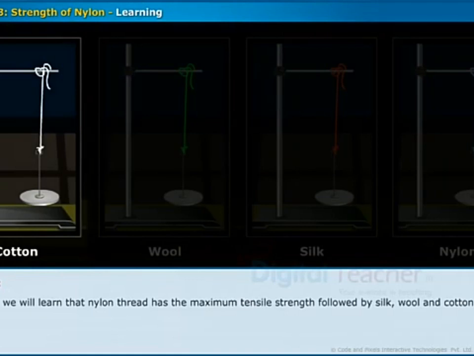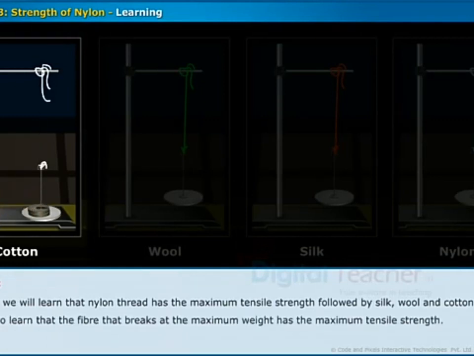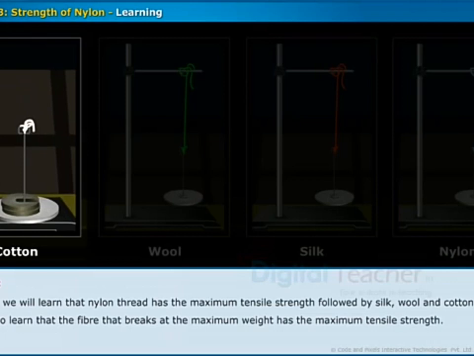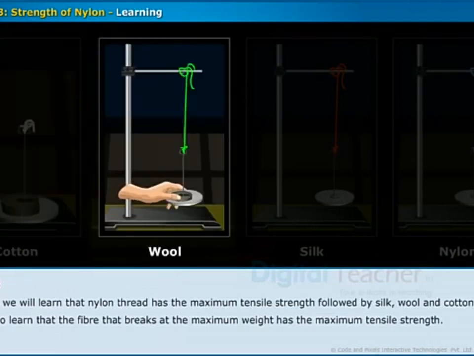Finally, we will learn that nylon thread has the maximum tensile strength, followed by silk, wool and cotton. We also learn that the fiber that breaks at the maximum weight has the maximum tensile strength.